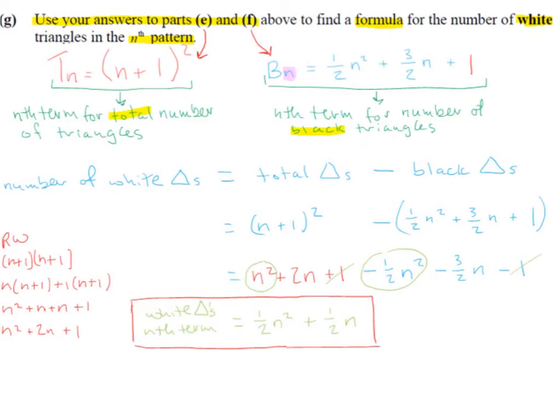n plus 1 squared worked out over here gives us n squared plus 2n plus 1. Then minus a half n squared, minus 3 over 2n, and minus 1. The plus 1 and the minus 1 will cancel. And n squared minus a half n squared is a half n squared. And 2n minus 3 over 2n is a half n. So our formula for the number of white triangles is a half n squared plus a half n.